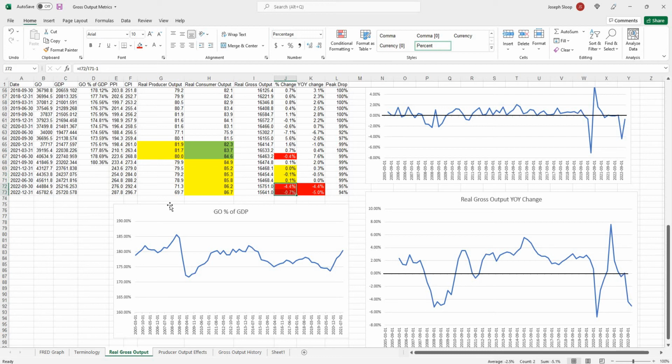So in late 2022, I'm forecasting that the manufacturing, construction, producer side of the economy is going to fall into a real recession here.